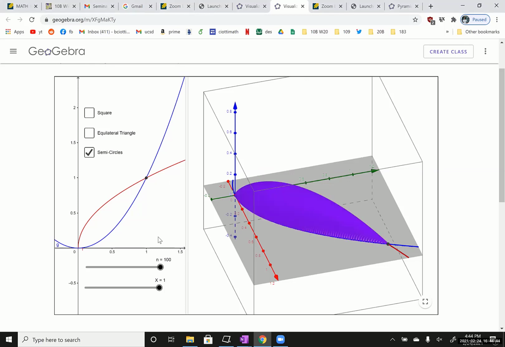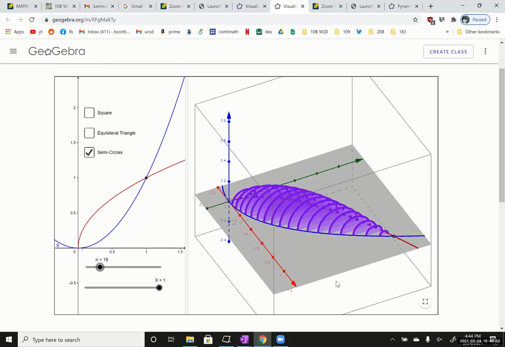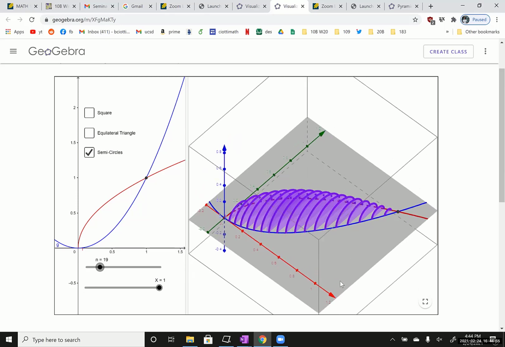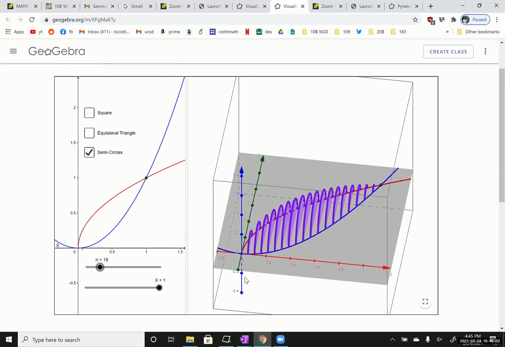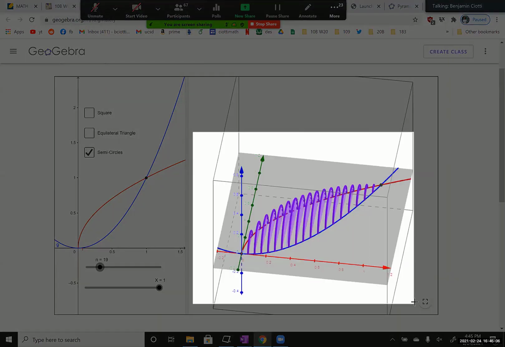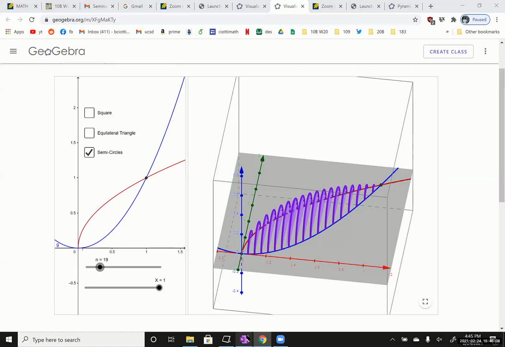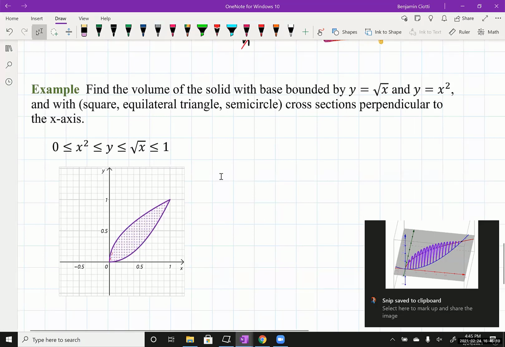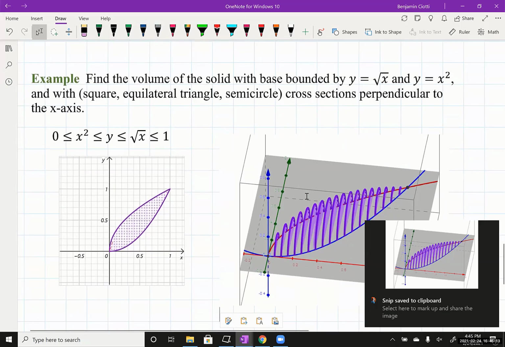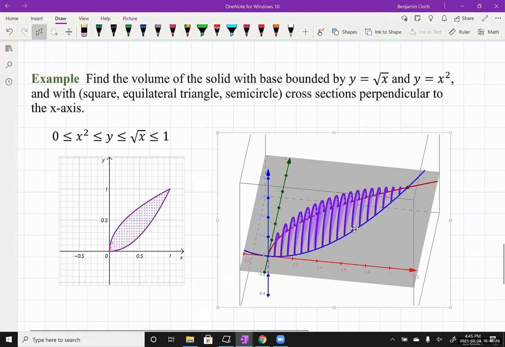Semicircles look like this. Okay. Looks kind of like half of a fish or something. So let me take a snapshot. Is the x-axis still the red and the y is still the green? Correct. Okay.